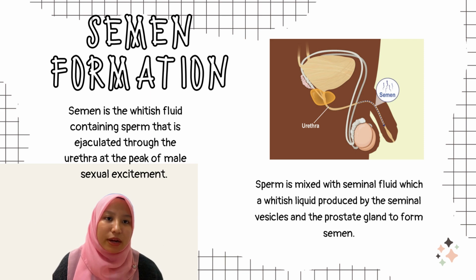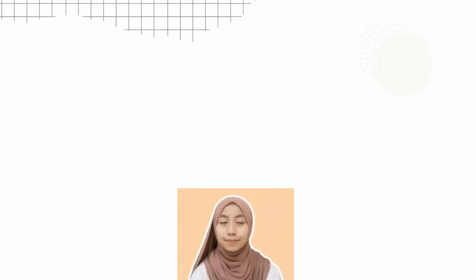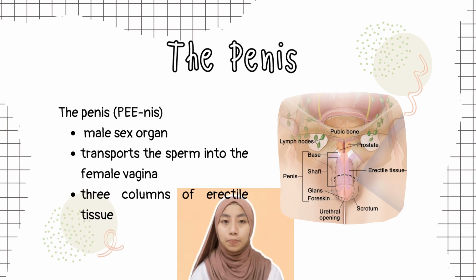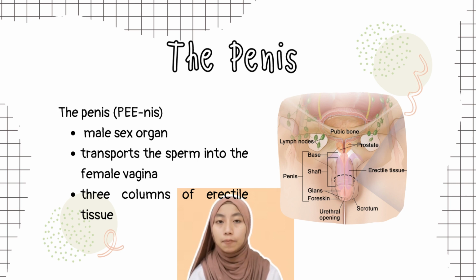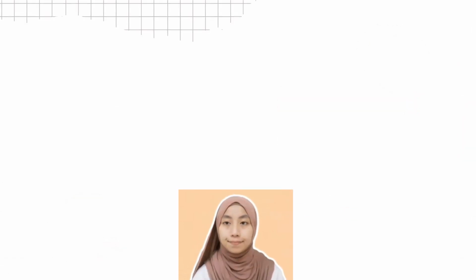So that's all about the scrotum, testicle, and semen formation. Now, I will explain about the penis. The penis is the male sex organ that transports the sperm into the female vagina and composed of 3 columns of erectile tissue. During sexual stimulation, high pressure leads to filling of erectile tissue with blood. This will cause the swelling, hardness, and stiffness, also known as erection.